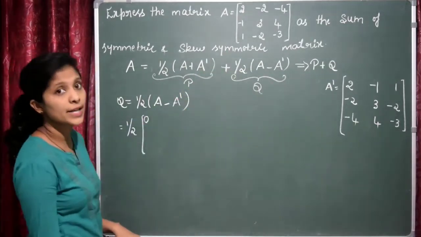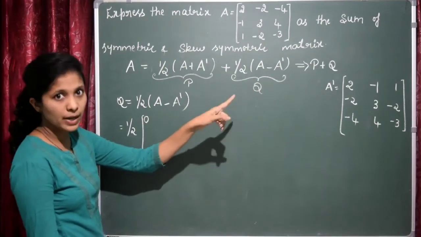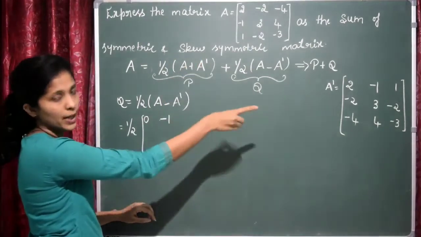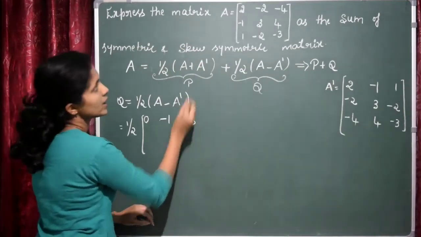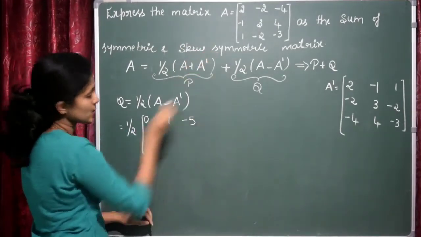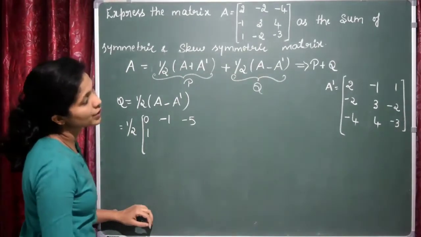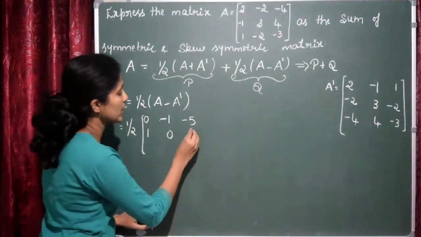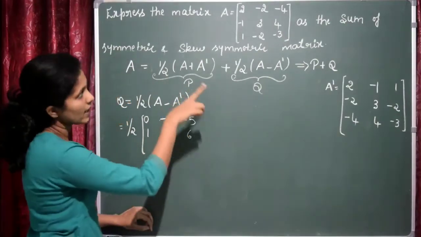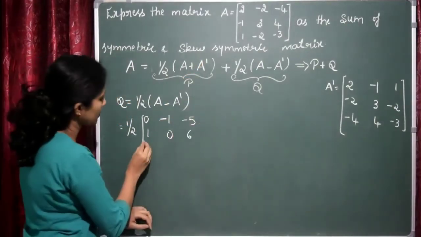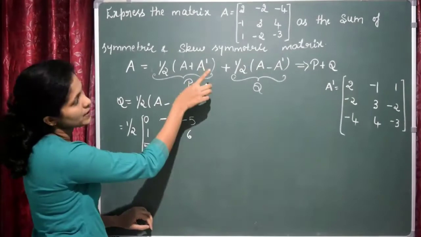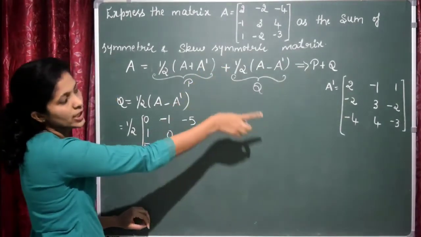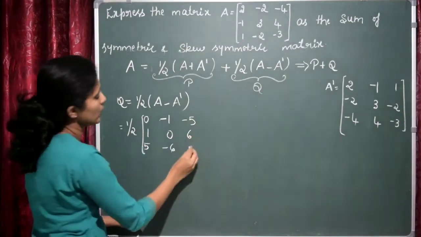Minus 2 minus of minus will be plus 1. Minus 2 plus 1 will be equal to minus 1. Next, minus 4 minus 1, it is minus 5. Then minus 1 plus 2, it is equal to 1. Then 3 minus 3 will be equal to 0. 4 plus 2 will be equal to 6. You are subtracting that, so 1 plus 4 will be equal to 5. Then minus 2 minus 4 will be equal to minus 6. Then minus 3 plus 3 will be equal to 0.